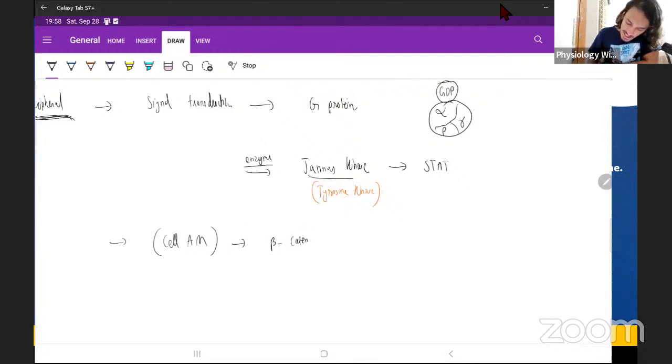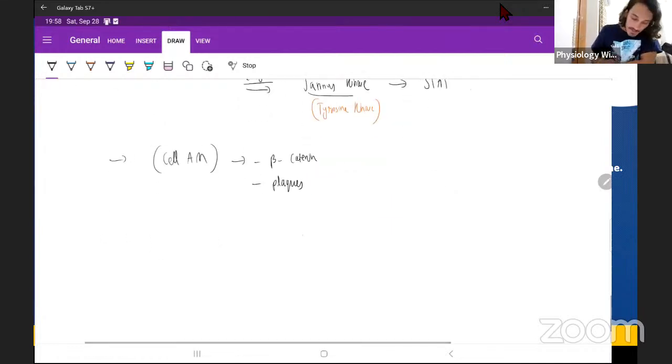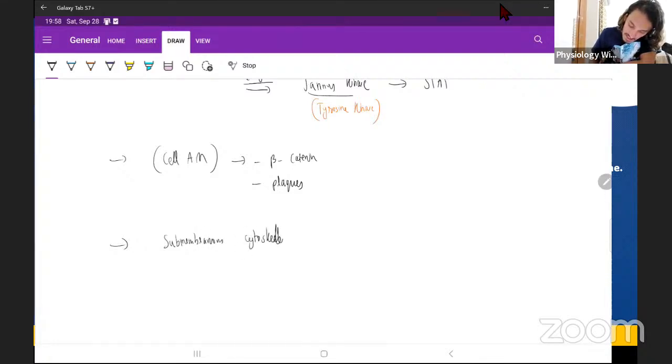Beta catenin, plaques, all of these components are associated with integral proteins like cadherin that I was talking about. Usually next to cadherin, there is a catenin. Next to cadherin, there can be a plaque. Attached to that will be your filaments. Then a very important thing, submembranous cytoskeleton.